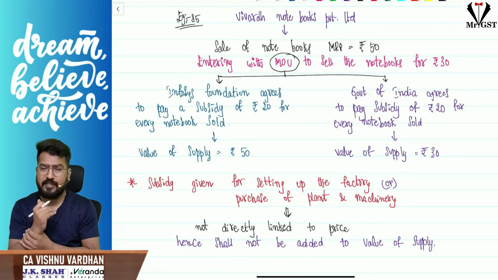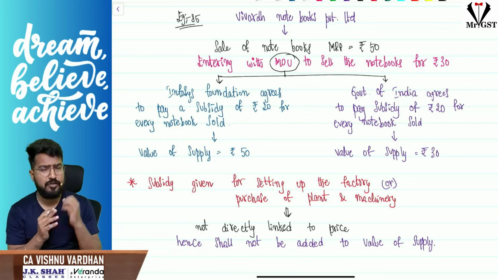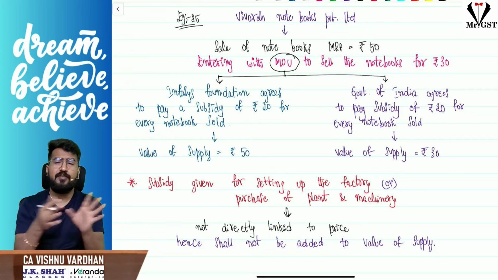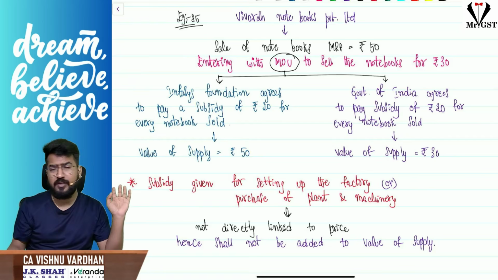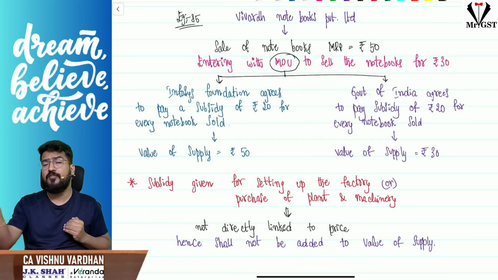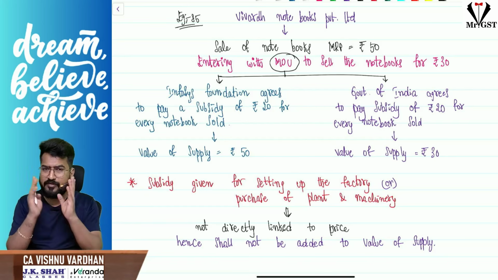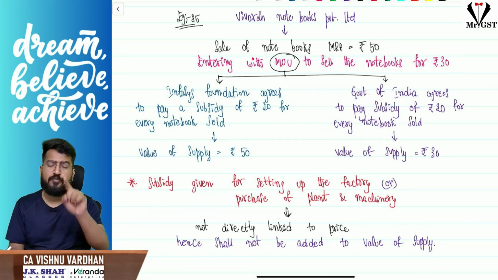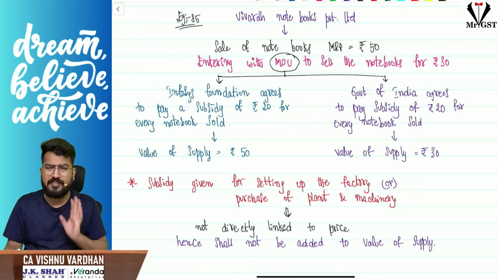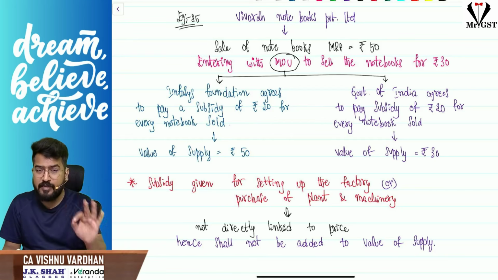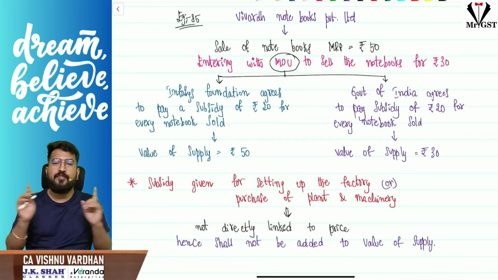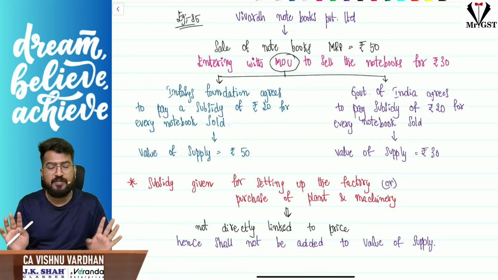Here is an example: I am selling notebooks for 50 rupees and I enter into an MOU with the government, where the government says we will give you 20 rupees subsidy, sell the notebooks for 30 rupees only. I am getting 30 rupees from the customer and 20 rupees subsidy from the government. The value of supply is 30 rupees. But if I enter the same MOU with Infosys Foundation or some other private NGO, other than central government or state government, then I get 30 rupees from the customer and 20 rupees from the NGO, and the value of supply will be 50 rupees, not 30 rupees.